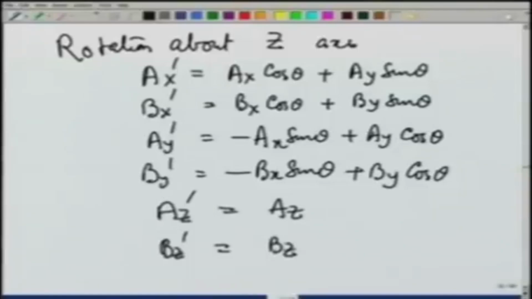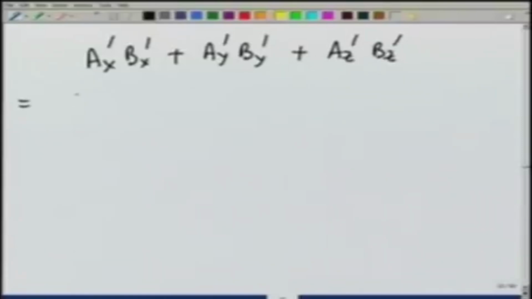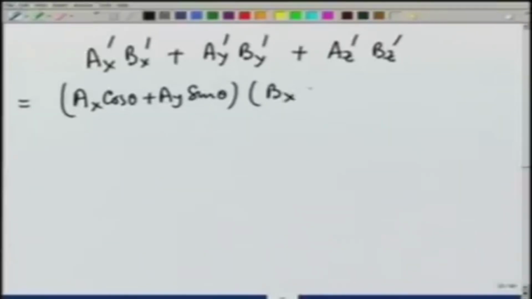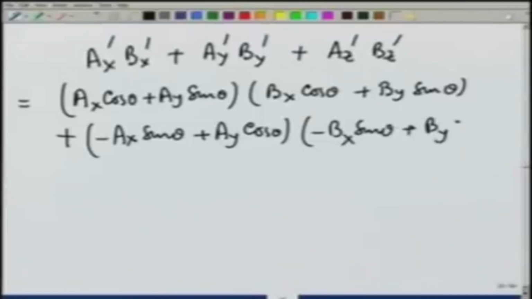Now, let us calculate a_x prime b_x prime plus a_y prime b_y prime plus a_z prime b_z prime, and this would come out to be equal to (a_x cosine theta plus a_y sin theta) times (b_x cosine theta plus b_y sin theta), plus (minus a_x sin theta plus a_y cosine theta) times (minus b_x sin theta plus b_y cosine theta), plus a_z times b_z.